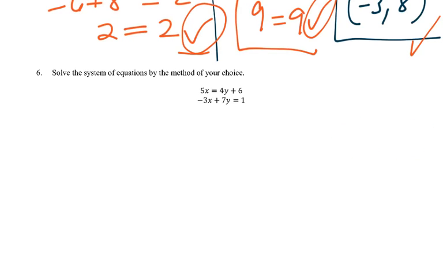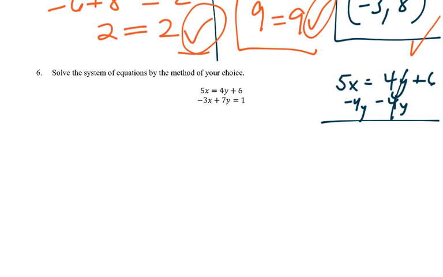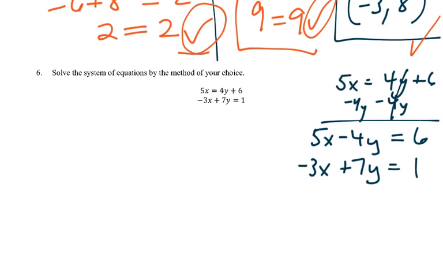So I'm going to take my first equation, 5x equals 4y plus 6, and move that 4y over to the left-hand side. So I subtract 4y from both sides, and I end up with 5x minus 4y equals 6. And then the other equation is negative 3x plus 7y equals 1.